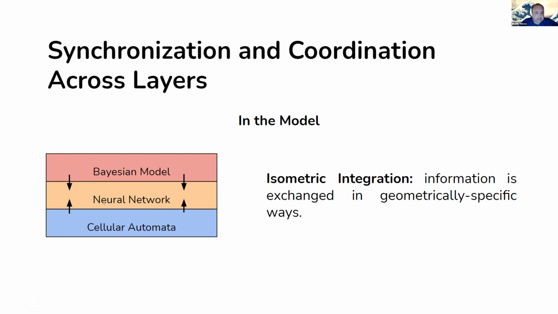So the cellular automata here is informing the neural network, but the Bayesian model is constraining the neural network. And it's that isometric integration. And you can actually shape these in different shapes, depending on where your agent's interacting and things like that.